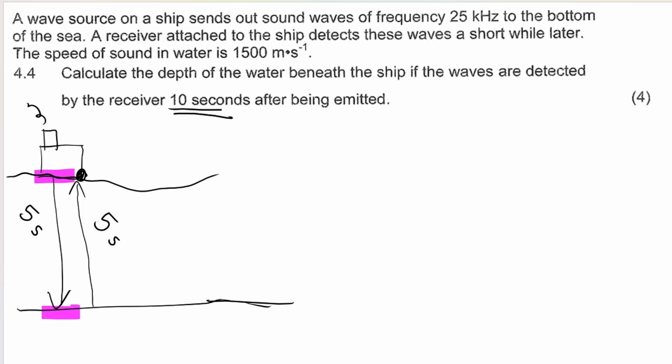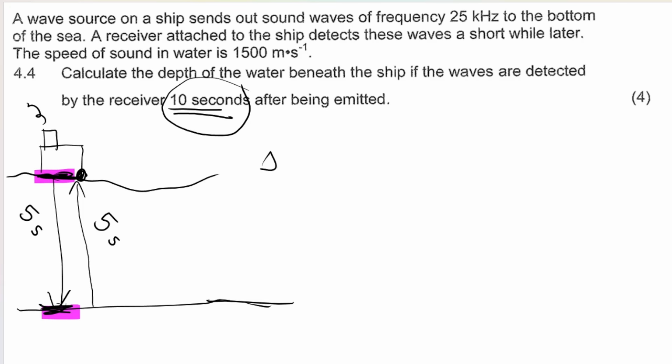Now, grade 10s, I hope it makes sense that if we're looking for the depth, we're not looking for the total distance traveled by the wave. So we're not looking for how far it was to go down and then back up again. That would be the total distance traveled by the wave. We're looking for the depth of the water, which means we won't use the total time traveled by the wave. We'll use half of the time because it took 5 seconds to go from the ship to the bottom of the ocean floor. And that is the distance that I'm looking for.